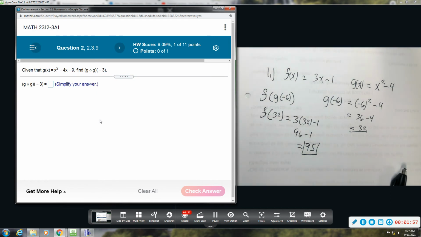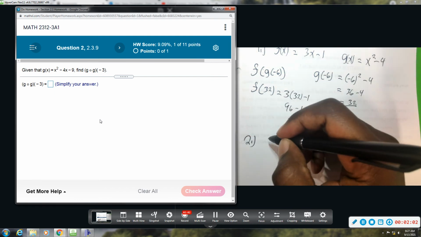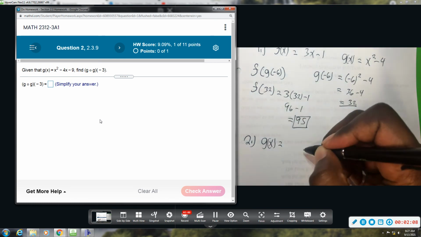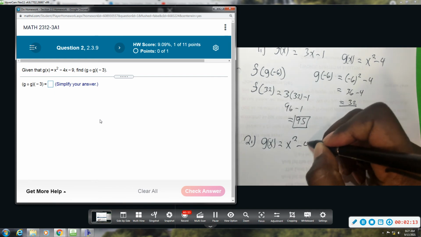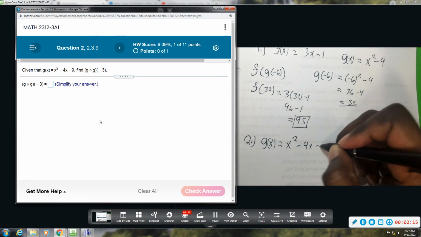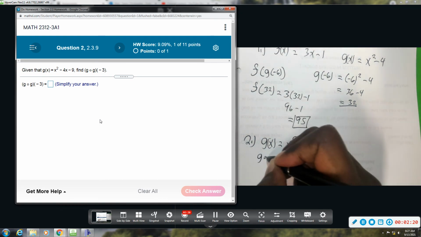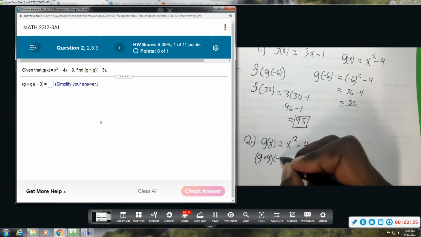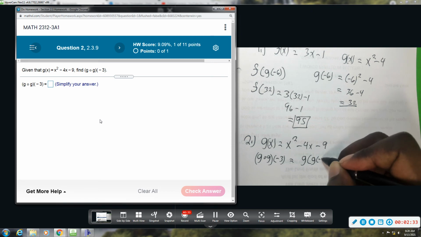Okay, so number 2, we have g of x is equal to x squared minus 4x minus 9. And we want to find g composed with itself at a value of negative 3. Alright, so rewriting this, g parentheses g, plug in negative 3.